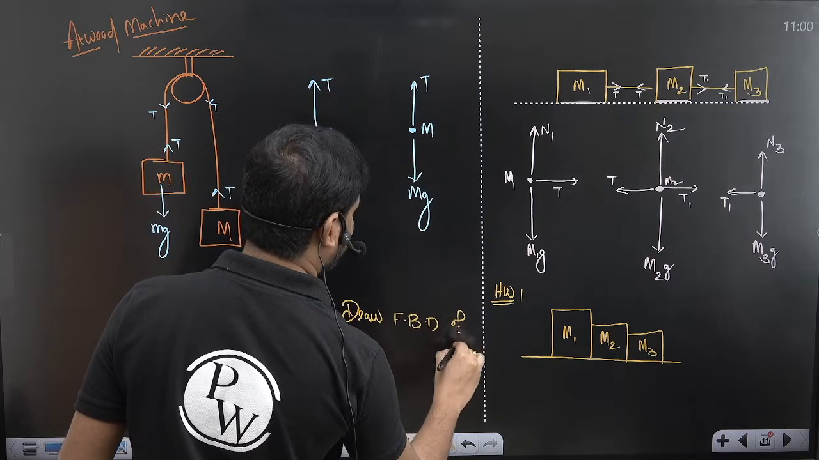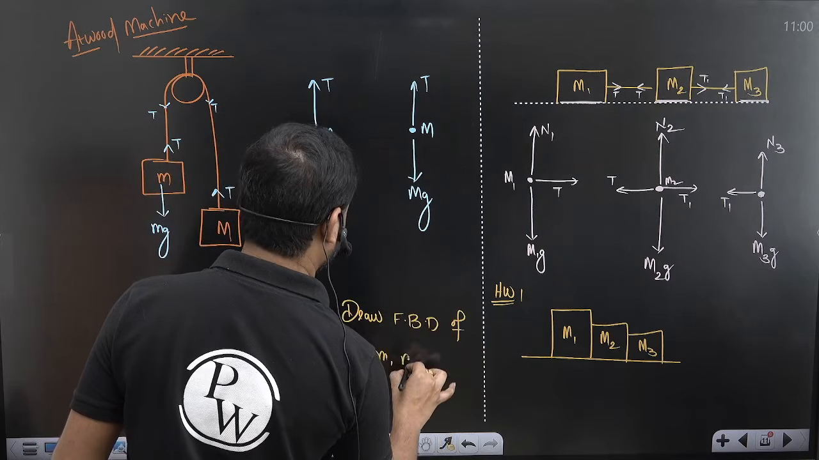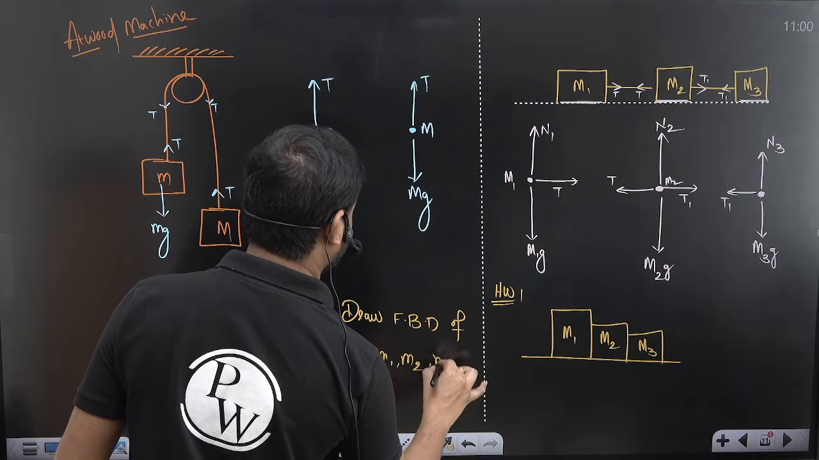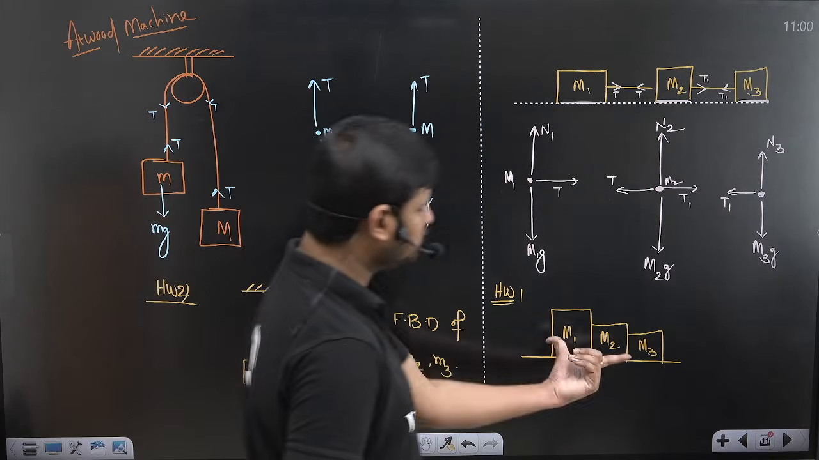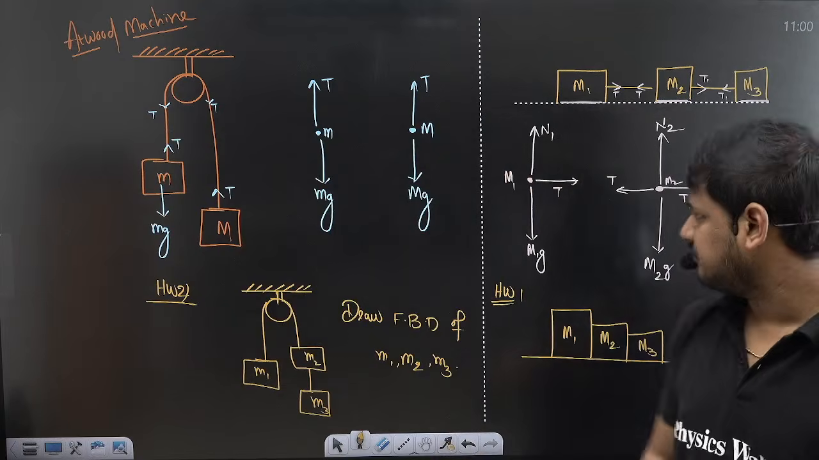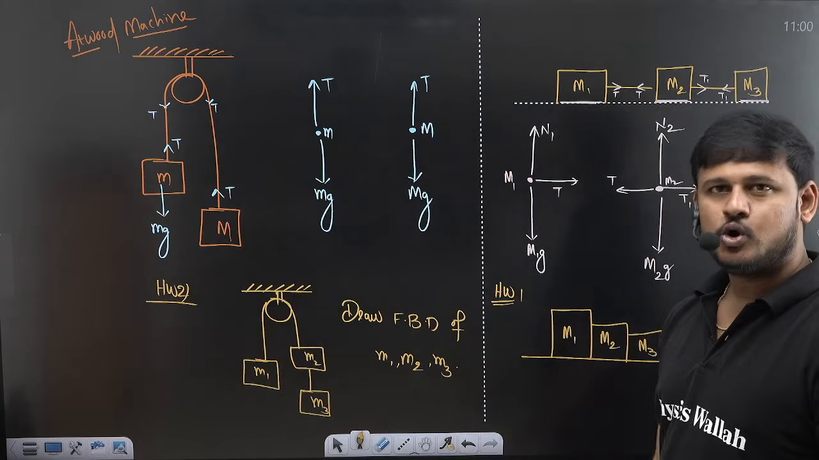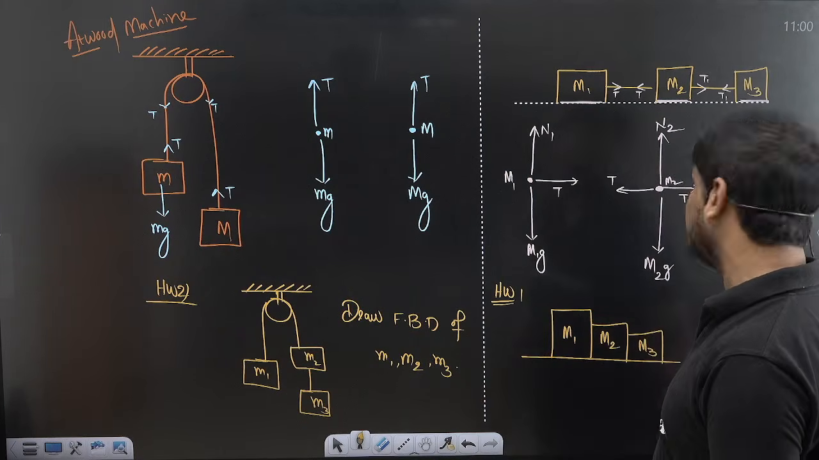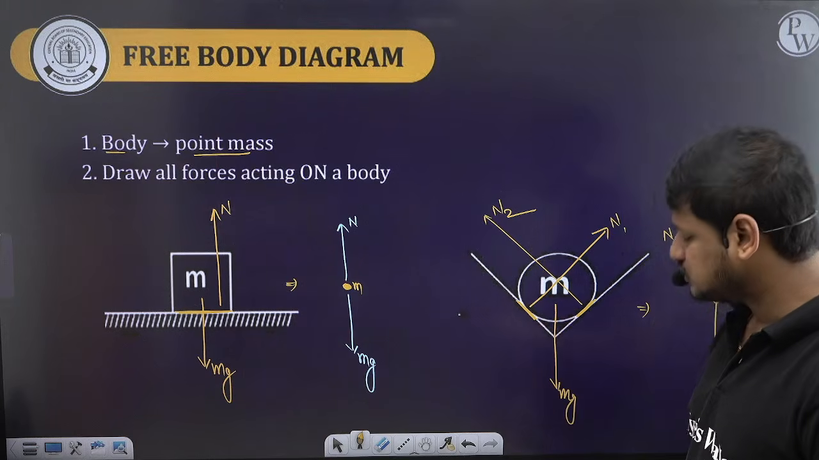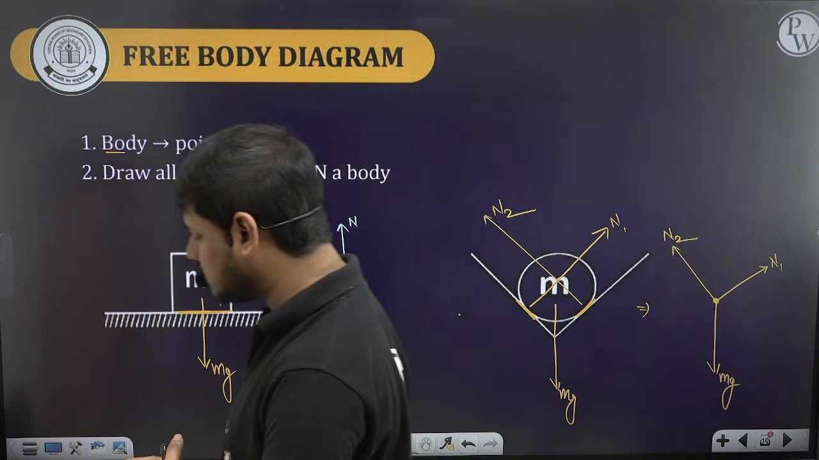So here also, draw the FBD of M1, M2, M3. So take these two questions as homework. Simple thing, just draw the free body diagram. Understood the concept of free body diagram, everyone?